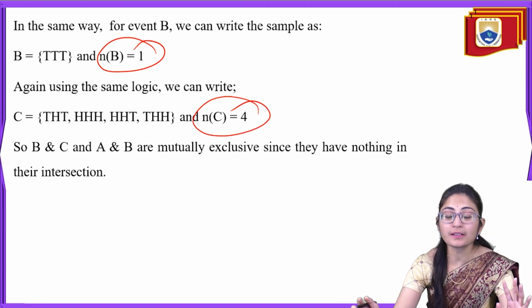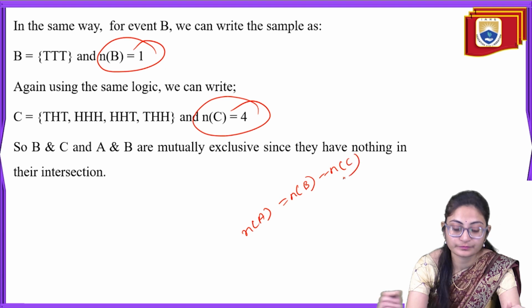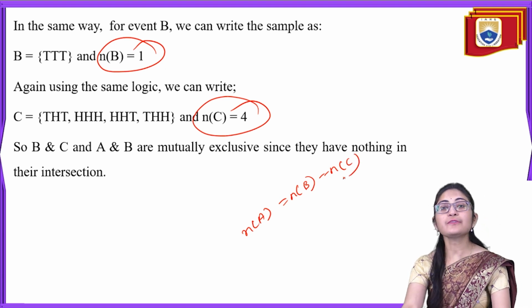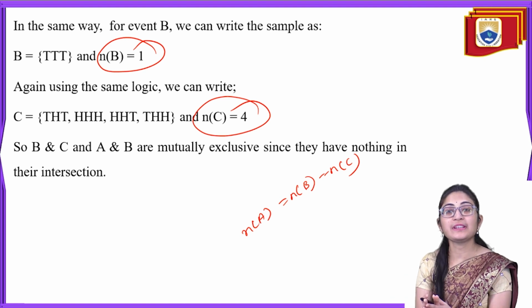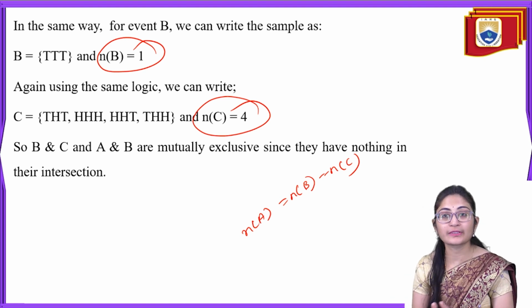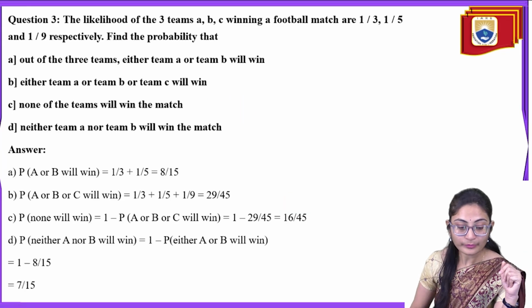You can observe here n of A is equal to n of C, and that's why we can say that B and C, and A and B, are mutually exclusive since they have nothing in their intersection.